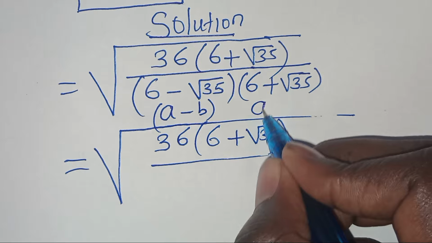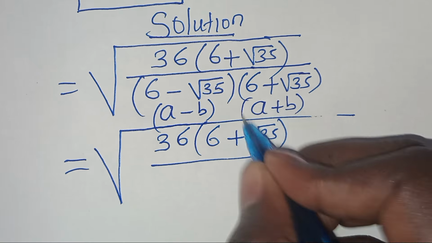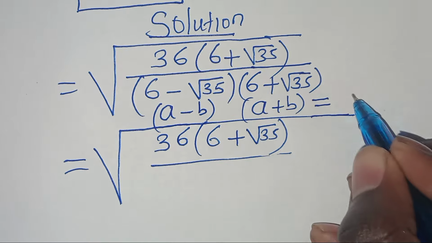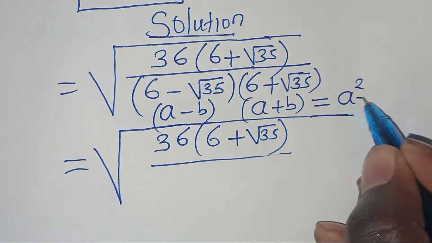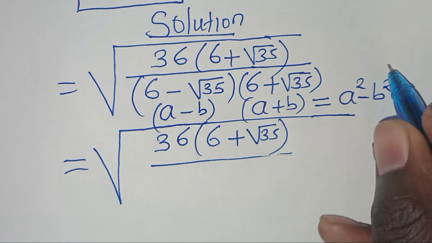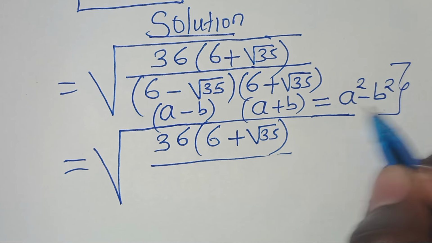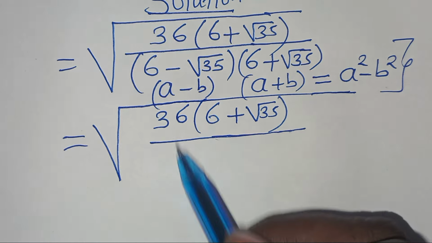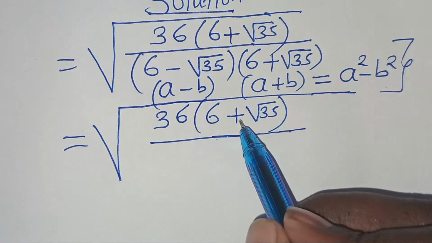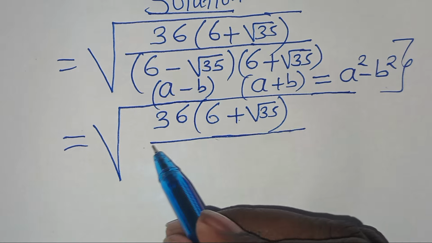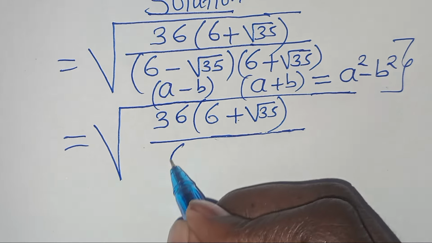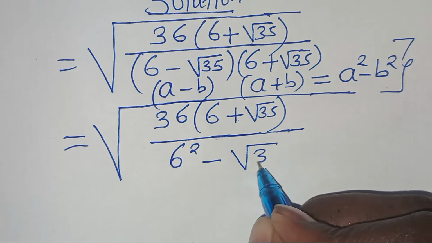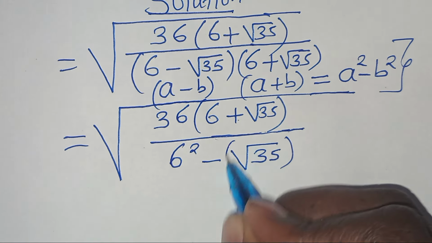This is in the form of a plus b. And this is the difference of two perfect squares that we can express as a to the power of 2 minus b to the power of 2. Let's apply this identity so that now we have 6 multiplied by 6 plus square root of 35 divided by 6 squared minus square root of 35 raised to the power of 2.